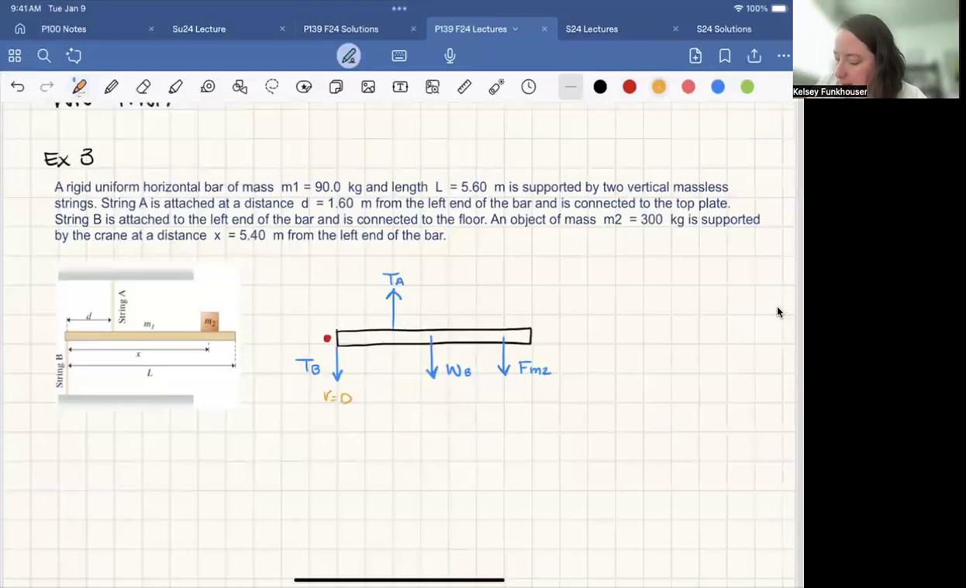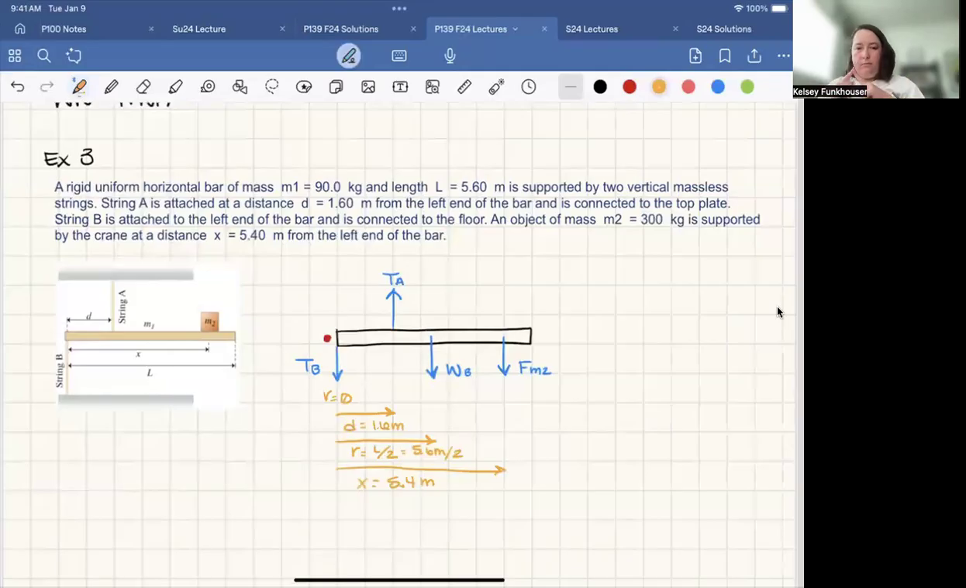Okay, so its distance is 0. Plus also all of the distances are given to us from that end. So it makes sense to use it. I think that's kind of the intention. Okay, so this one, the distance is 1.6 meters. And then for the beam itself, or the bar, I guess, this distance is going to be the length of it divided by 2, halfway down. So 5.6 meters divided by 2. And then finally, mass 2 is located 5.4 meters. So they give us a distance x of 5.4 meters.